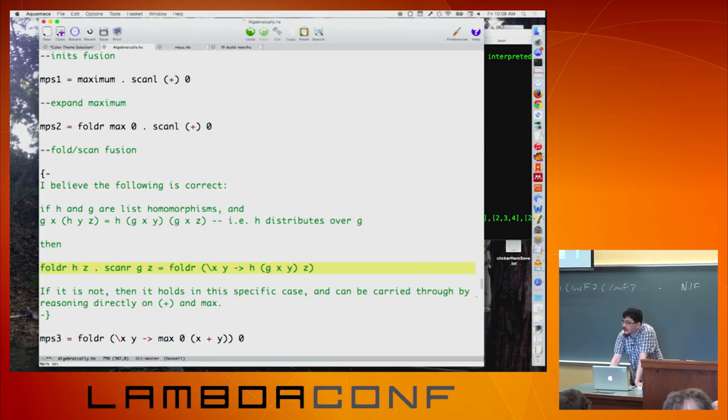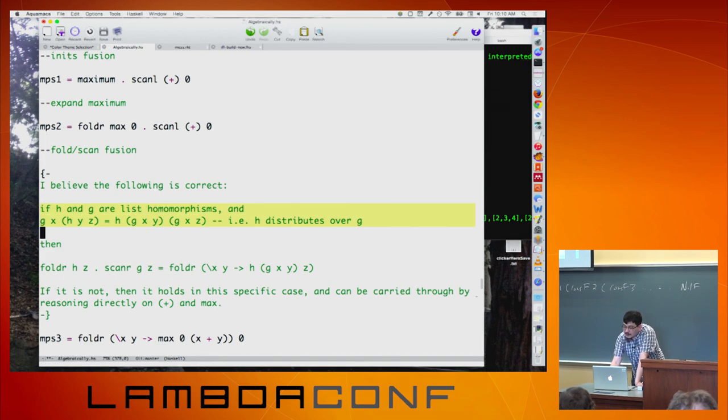Yes, H is max and G is sum. H is max, zero. Oh, no. H is max. Yeah, well, in our case, when we say list homomorphisms, then it's max, and then it must be zero by the homomorphism. I'm sort of omitting the zero elements because they're reduced.